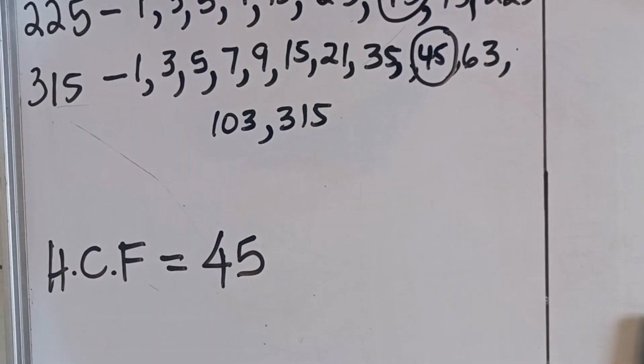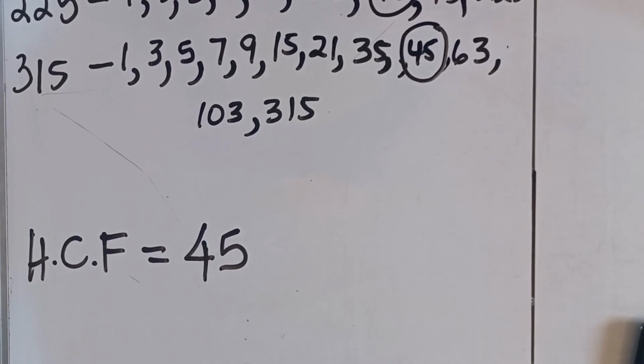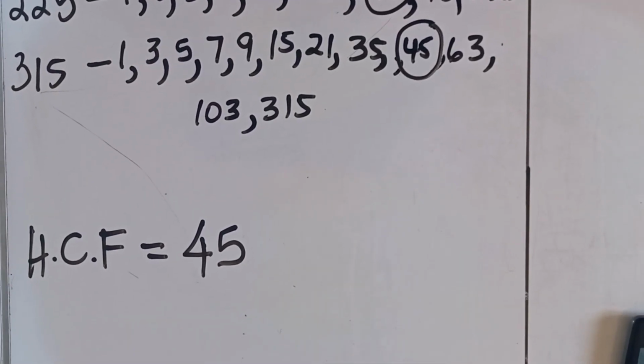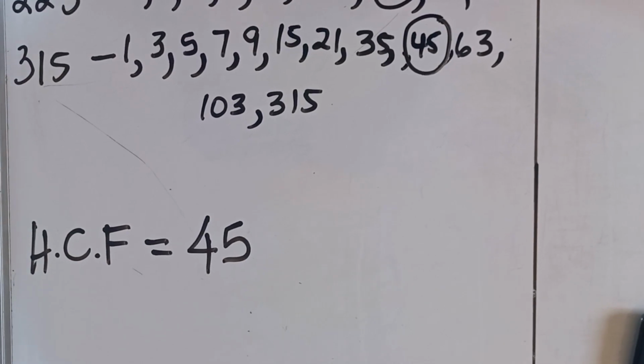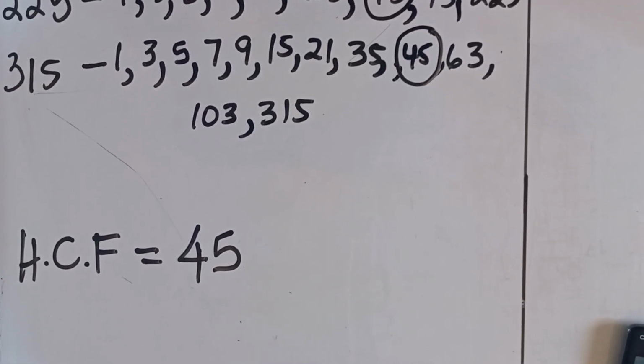Your highest common factor is one number. It is a factor of both of them and is the highest on both of them. And it should be common. It should be the same on both of them. This is one method of calculating highest common factor. Let me show you the other method.